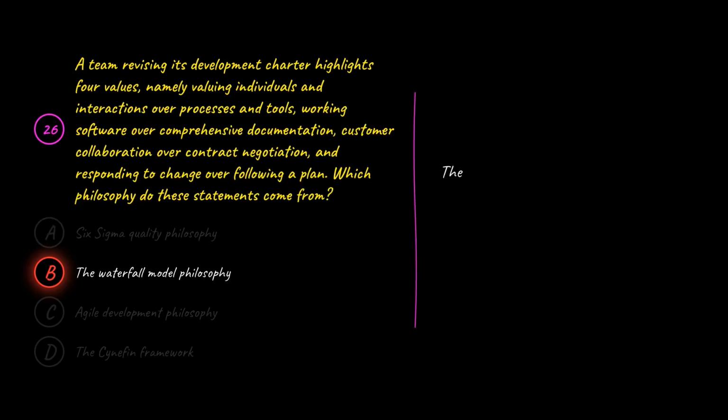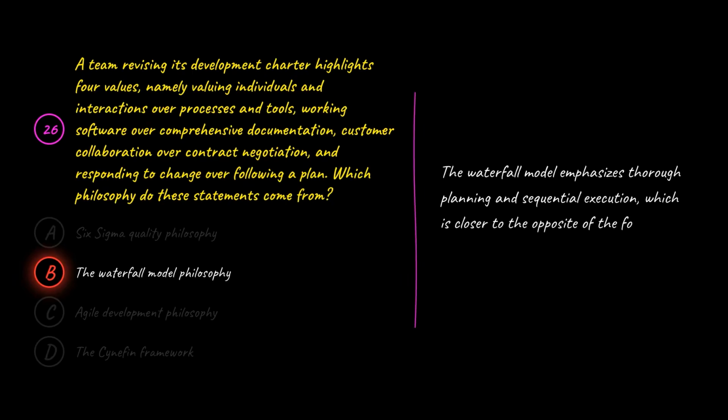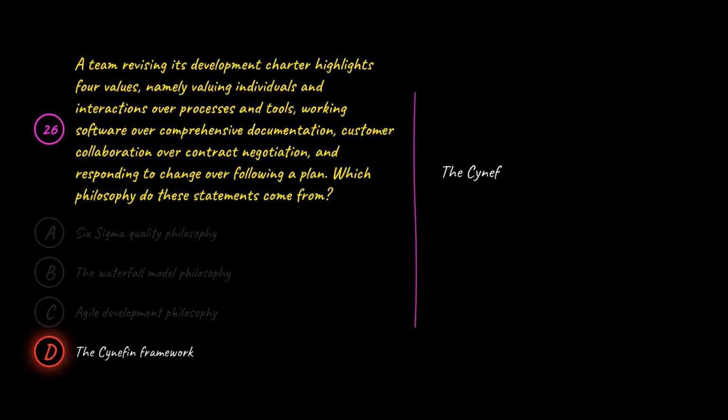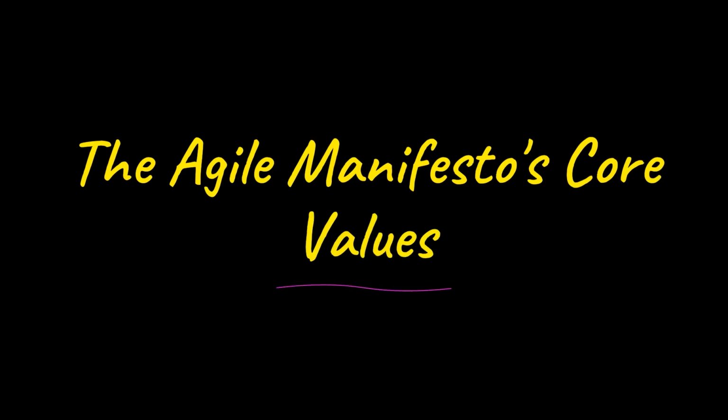B is wrong because the waterfall model emphasizes thorough planning and sequential execution, which is closer to the opposite of the 4 Agile values. D is wrong because the Cynefin framework is a sense-making model that classifies situations into domains. It is not a software development value system. The Agile Manifesto emerged in the early 2000s when software practitioners formalized the values shared by high-performing teams. Rather than inventing new ideas, it gave the industry a common vocabulary for what already worked. These 4 values have shaped how software teams operate for more than 2 decades.